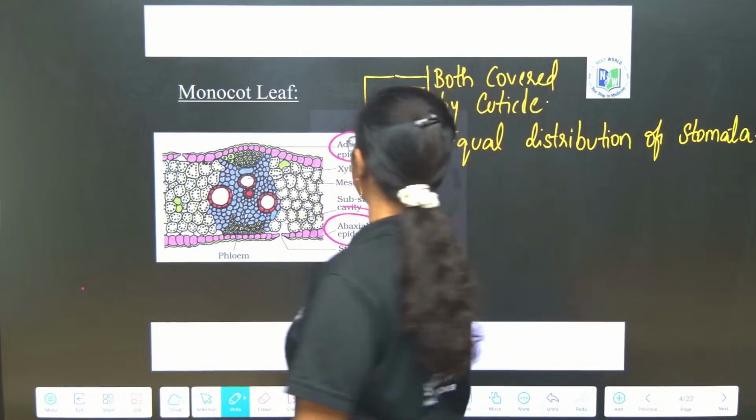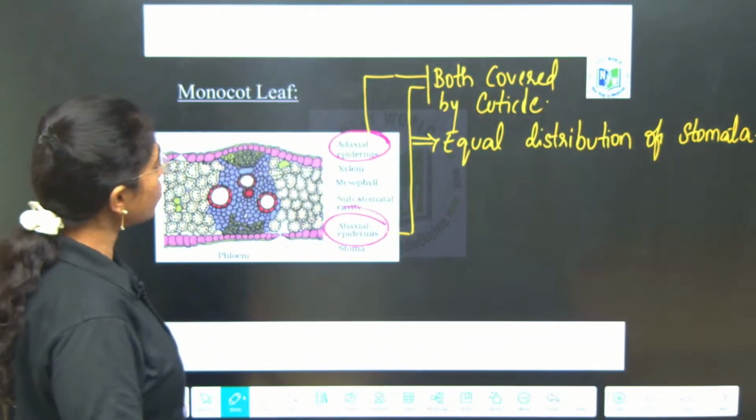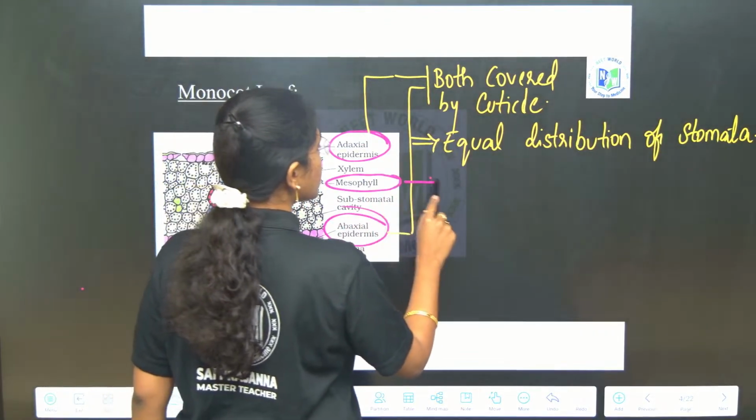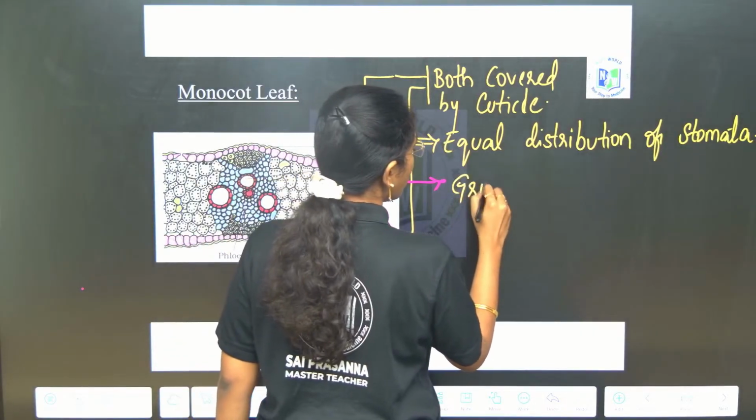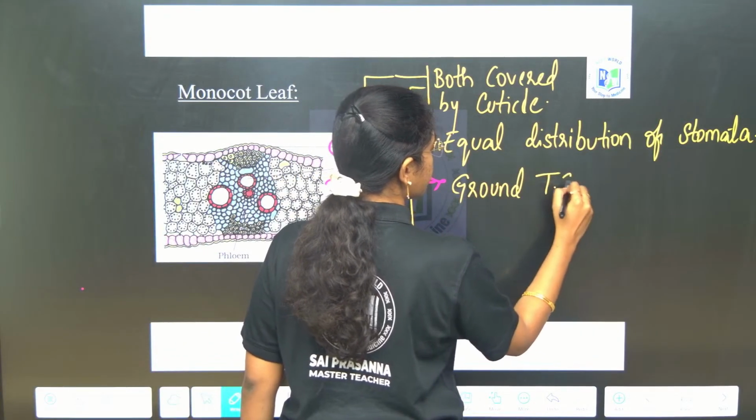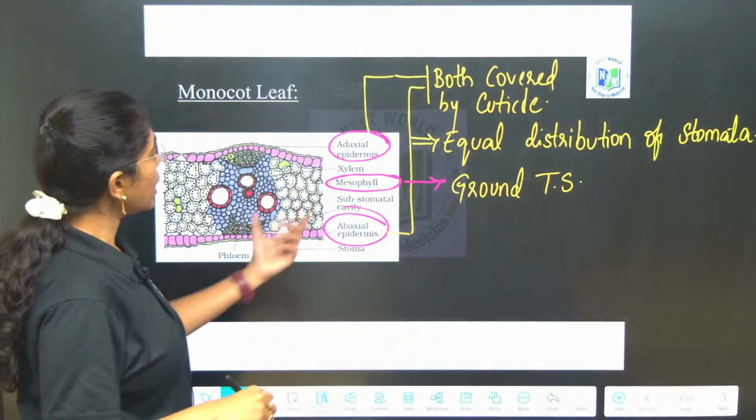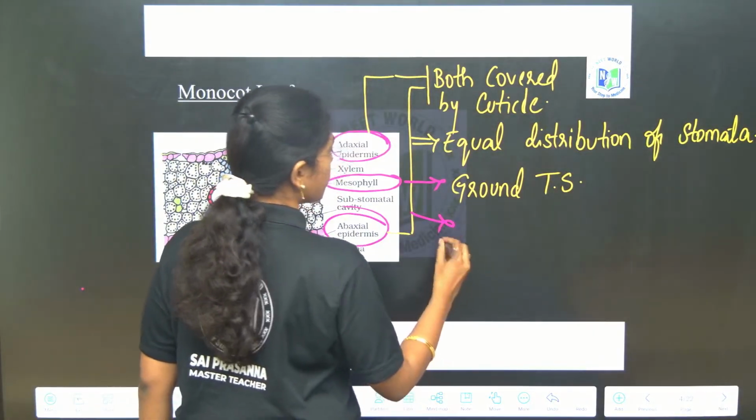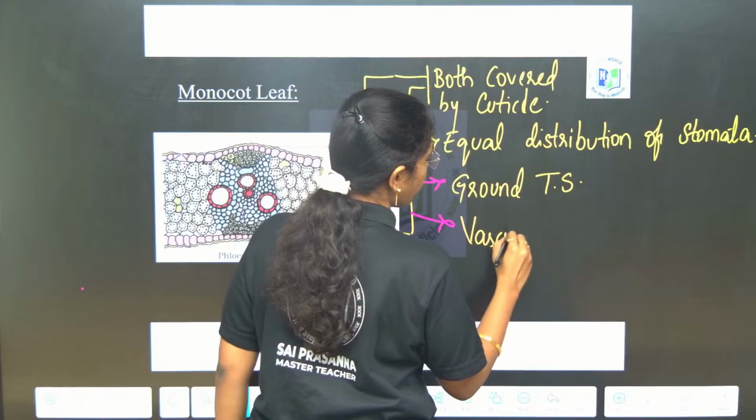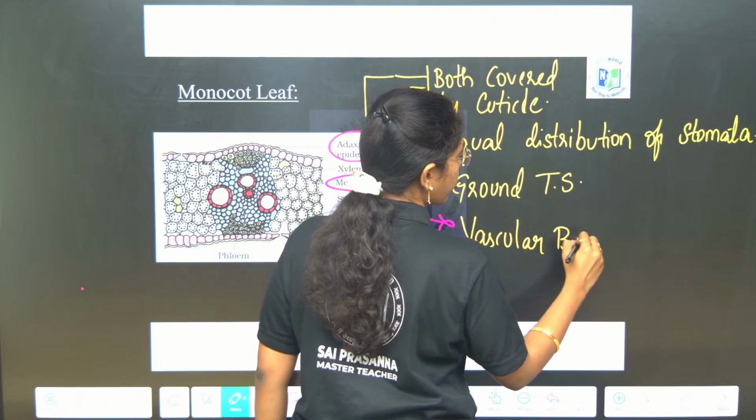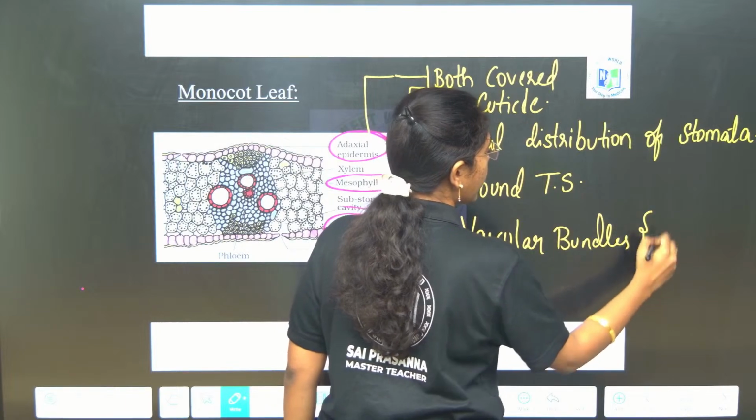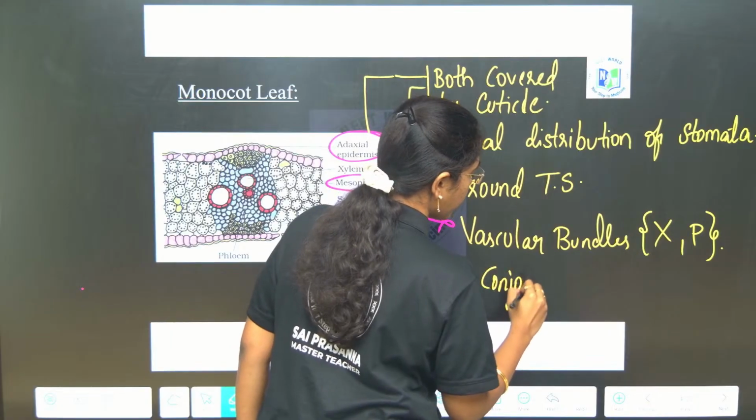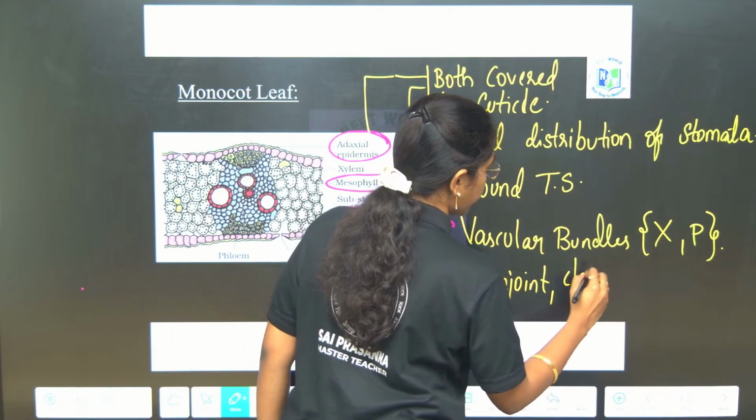Fine. Next. Second is ground tissue system, which consists of just one type of mesophyll tissue. Only mesophyll tissue is present in the ground tissue system. Inside this single type of mesophyll tissue, you have what? Vascular bundles. Vascular bundles include again xylem and phloem. They are arranged in conjoint and closed type.